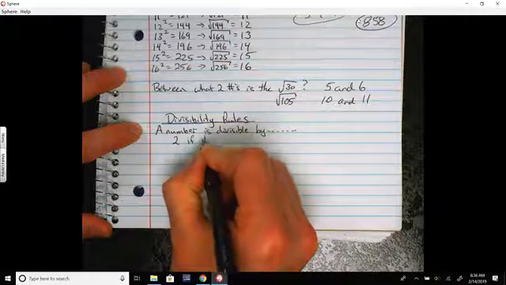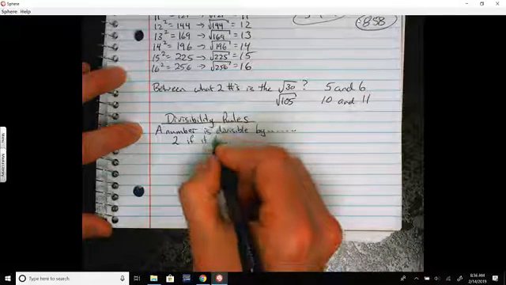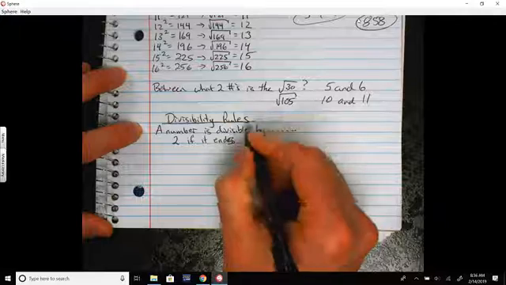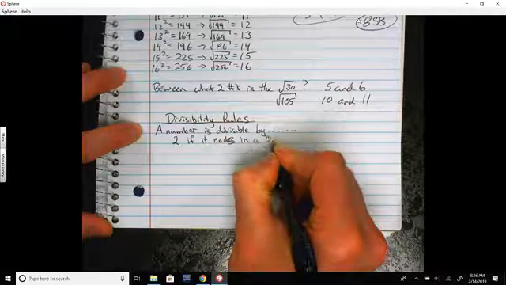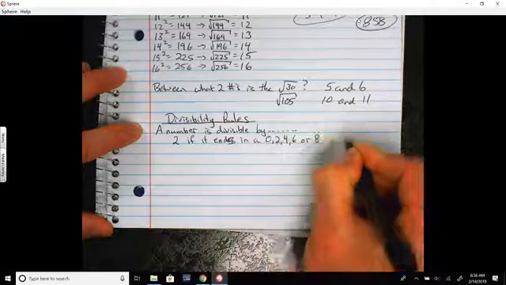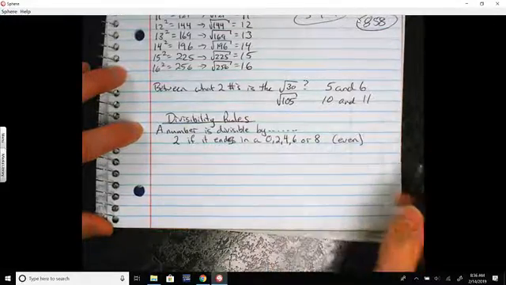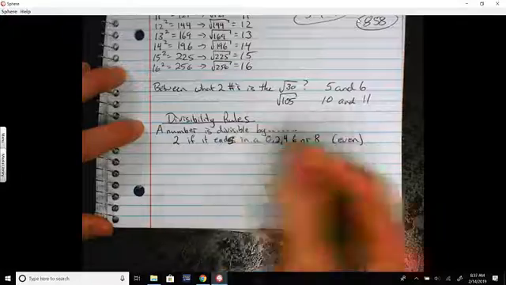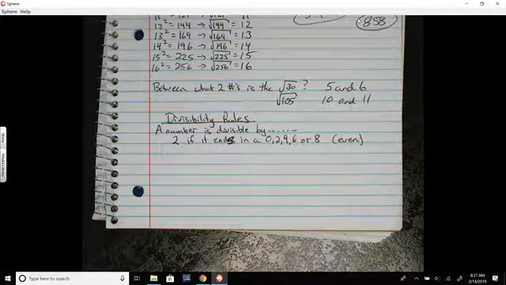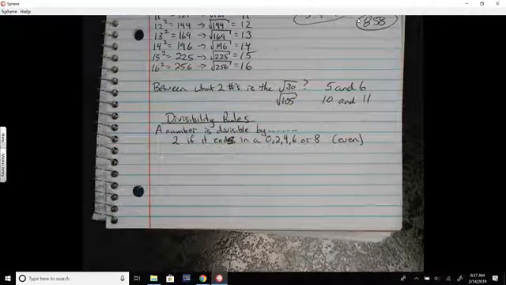How do you know if a number is divisible by 2? If it ends in a 0, 2, 4, 6, or 8, so if it's an even number, it's evenly divisible by 2. Every number is divisible by 2, but not evenly.